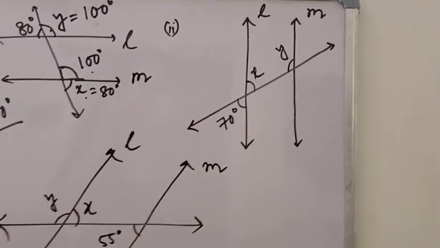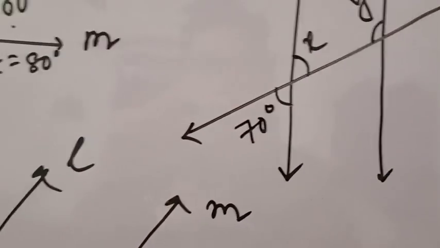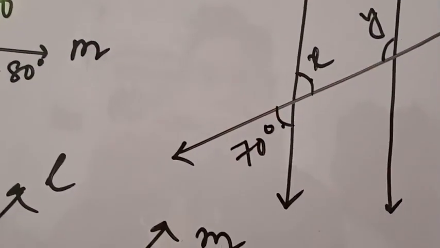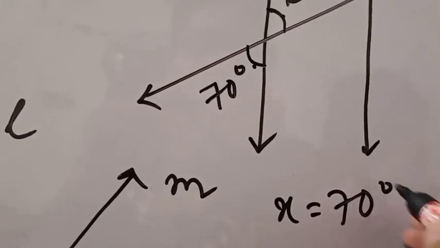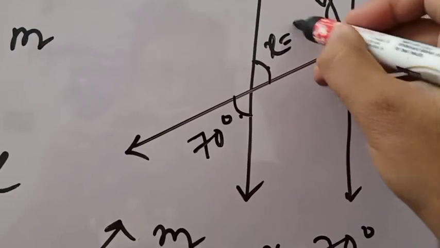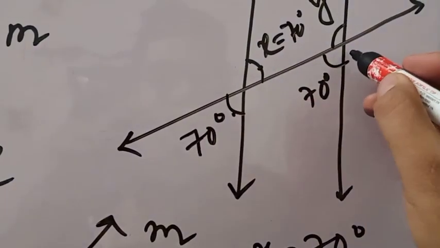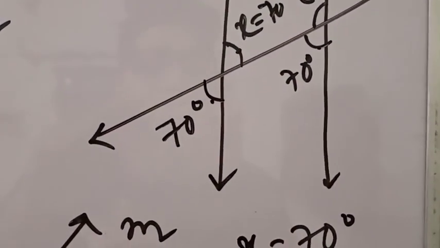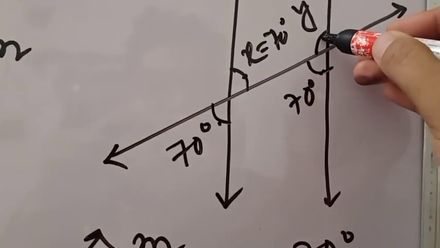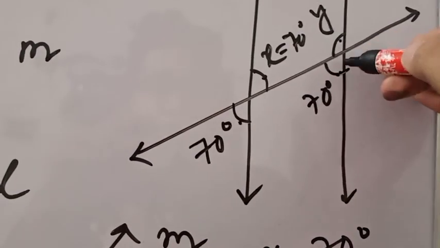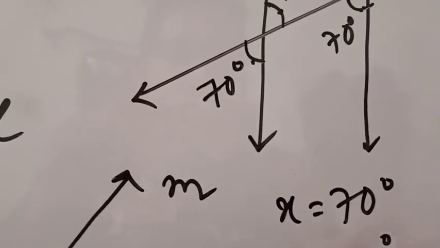Now go to the next. In number 2 figure, see that 70 is given and you have to find x and y. So these and these are vertically opposite angles. So x equals 70 degree. Very easy. Now if this is 70 degree, that means this is also 70. Why? Because this angle and this angle are alternate angles. If this is alternate angle, then this and this are in linear pair. So that means y equals 180 minus 70. This is 110.